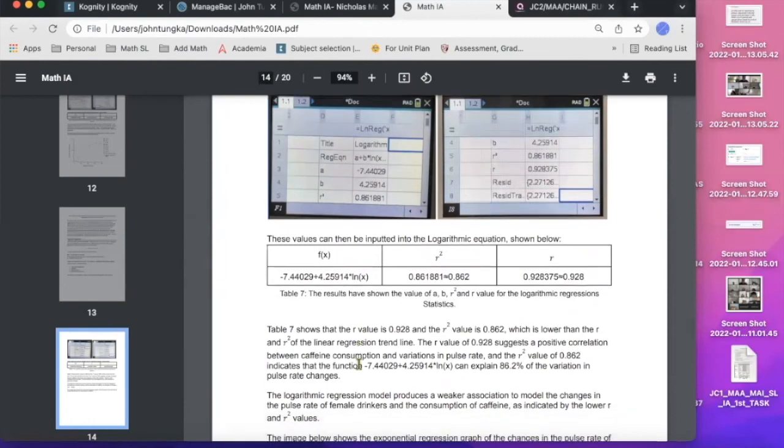So here you generate, let's call it model for the log function. Okay. And here you mention R.